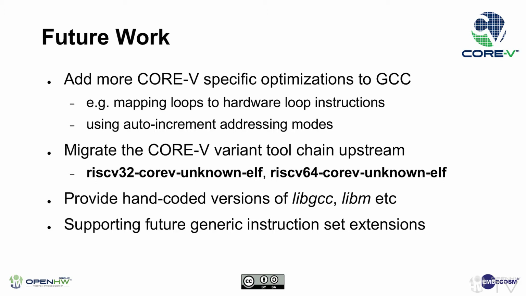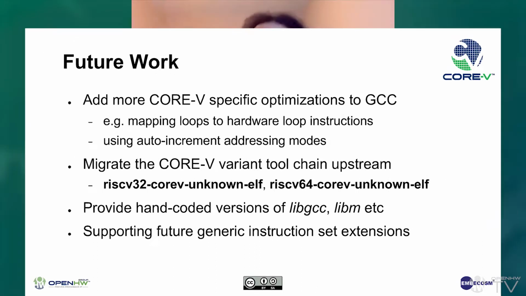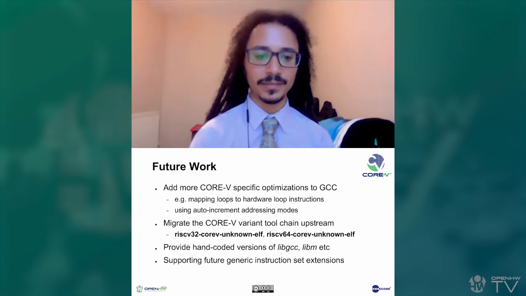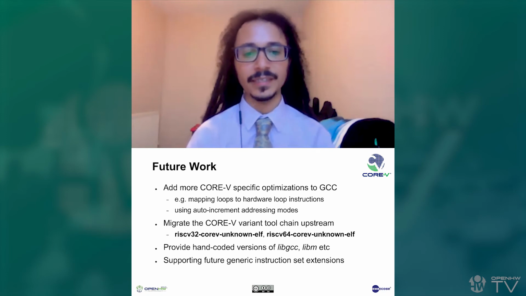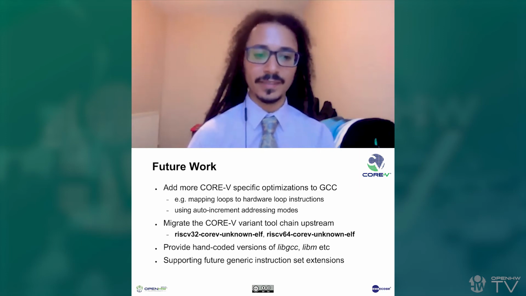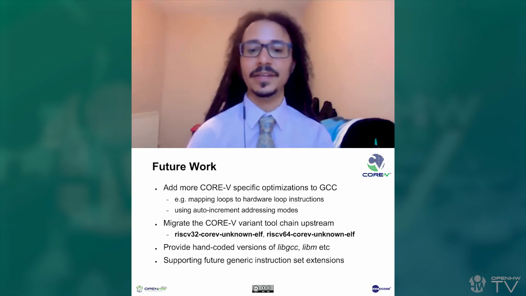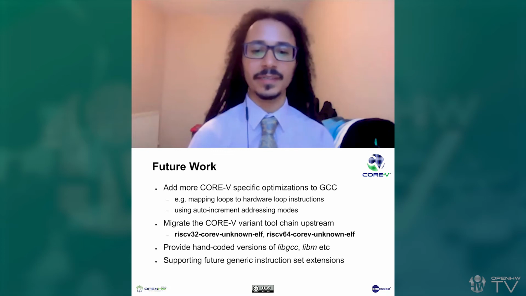And an advantage of getting this upstream is there is more visibility of these features as well. Our plan is to create a new vendor, Core-V. So Core-V will be the vendor. And rather than seeing RISC-V 32 unknown alpha, you'll now see RISC-V Core-V unknown alpha, and you'll know that you're working with a Core-V toolchain.